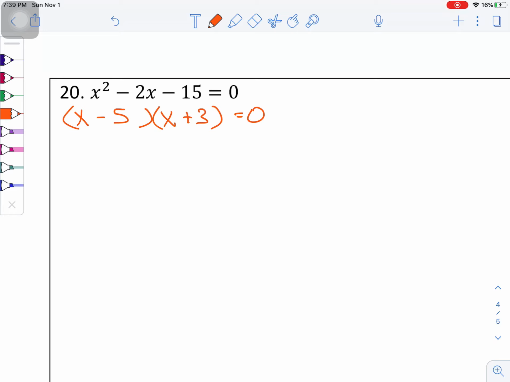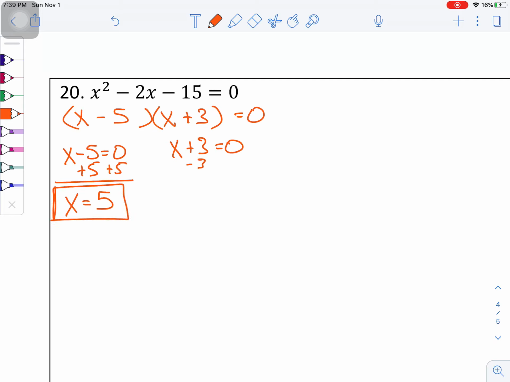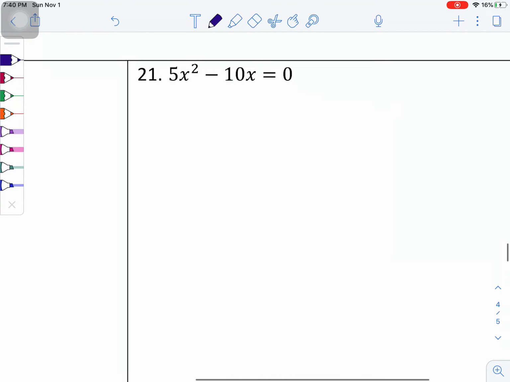So negative 5 plus 3 is negative 2, and then negative 5 times 3 is negative 15. All right, so now that I've got the two factors, I can set each factor equal to 0 and solve. So I'm going to add 5 to both sides here, and I will get x is equal to 5. And I'm going to subtract 3 here and get x is equal to negative 3. All right, so problem number 20 is done.